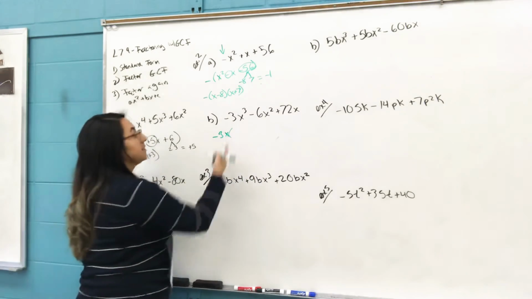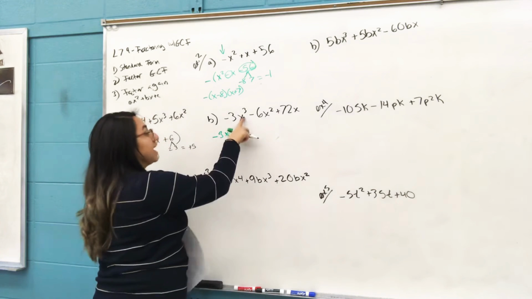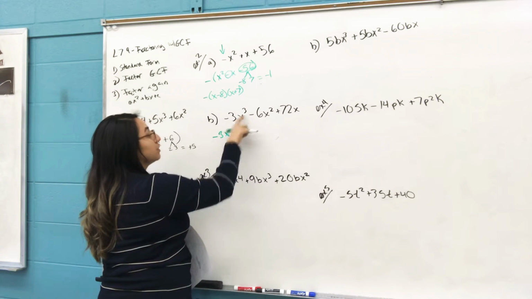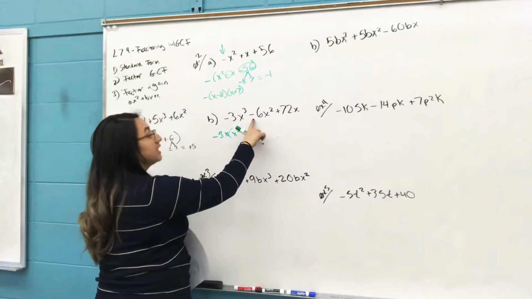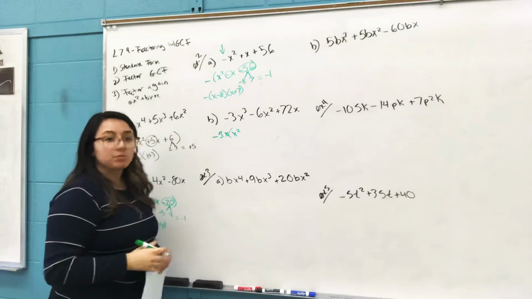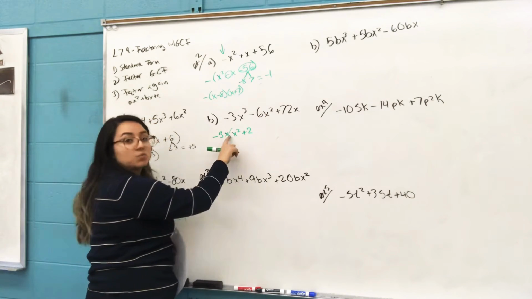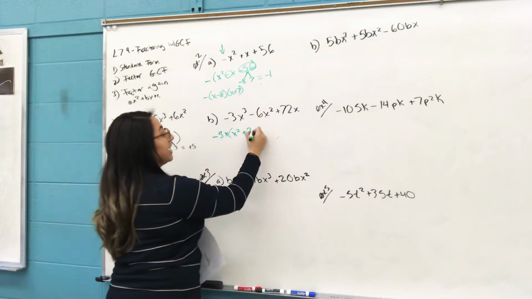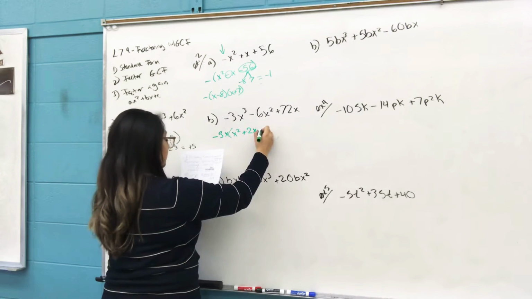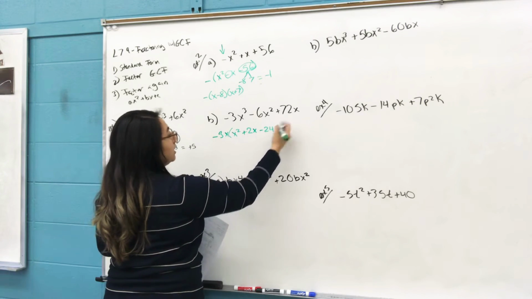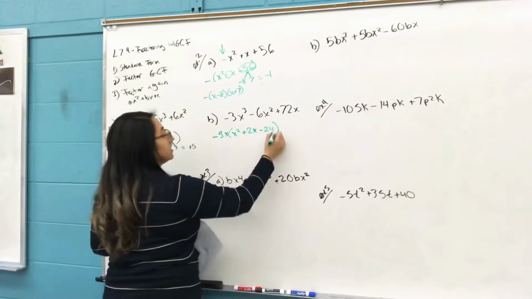Now let's start dividing. -3 divided by -3, we get 1. X cubed, or 3 minus 1, we get x squared. Next one, -6 divided by -3, we get +2. X squared, 2 minus 1, you're subtracting the exponents, and you just get x. 72 divided by -3, I get -24. X, they're the same x, they cancel out. And then you have this.